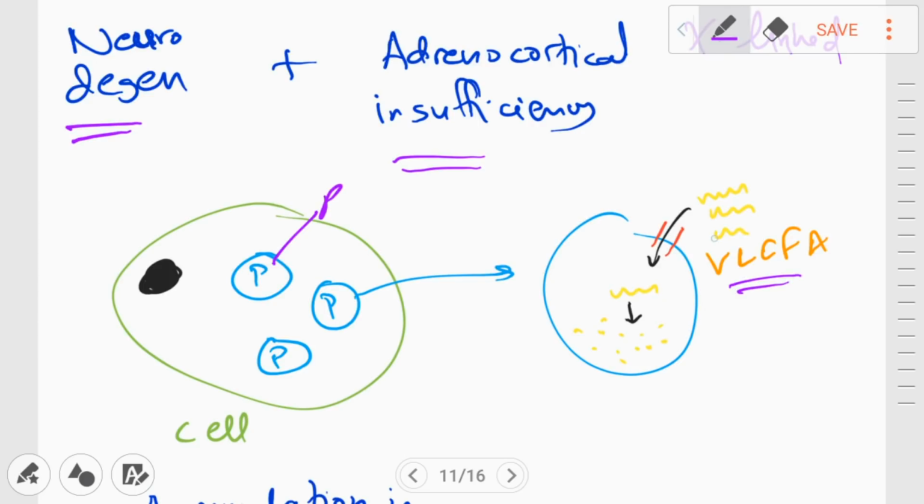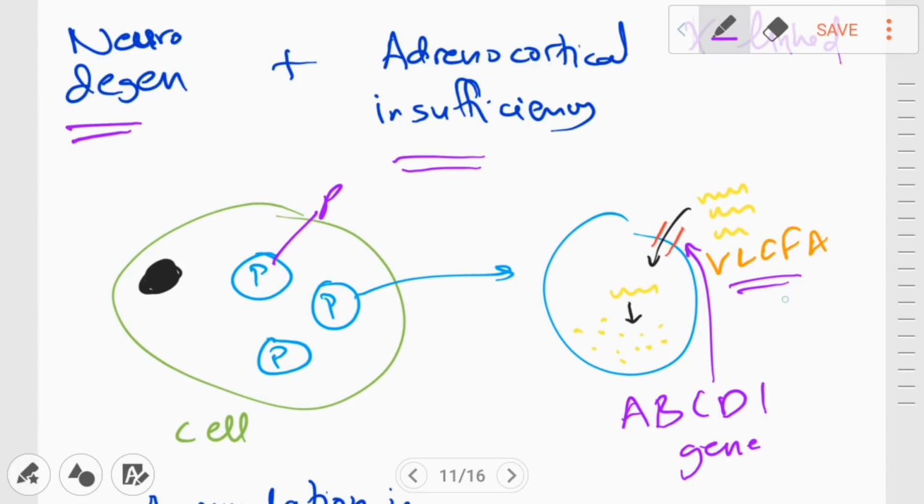Here is the very long chain fatty acid. It has been transported into the peroxisome where it has been broken down by the enzymes present within the peroxisome, and so those fatty acids can then be utilized by the cell. Now, ABCD1, let's name this gene. ABCD1 is a gene which codes for this red protein here that you see. This protein codes for the channel which transfers very long chain fatty acids into the peroxisome.